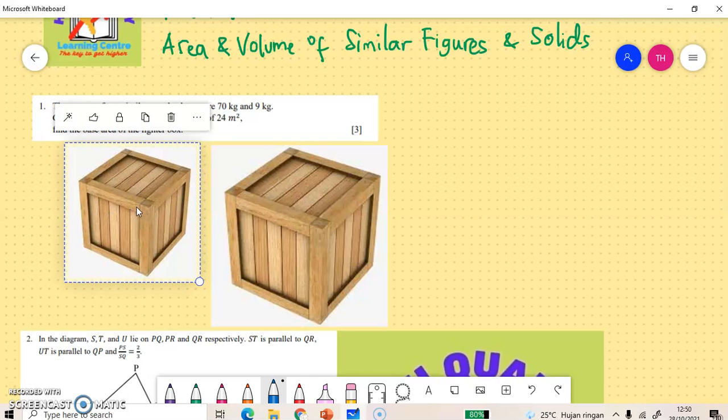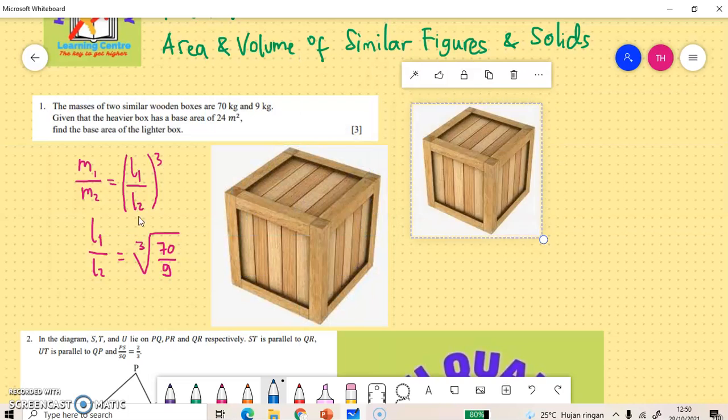Here I move the picture to here as you can see. This is the formula: the ratio between the mass and between the length of the sides. It's up to you, maybe the length or the height. To find the ratio of the length, we have to cube root the mass. We input the values: the first mass is 70, the second mass is 9.